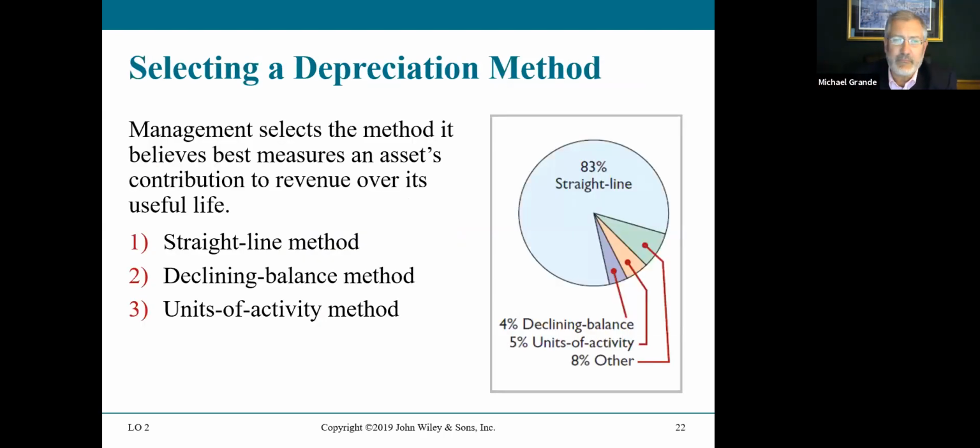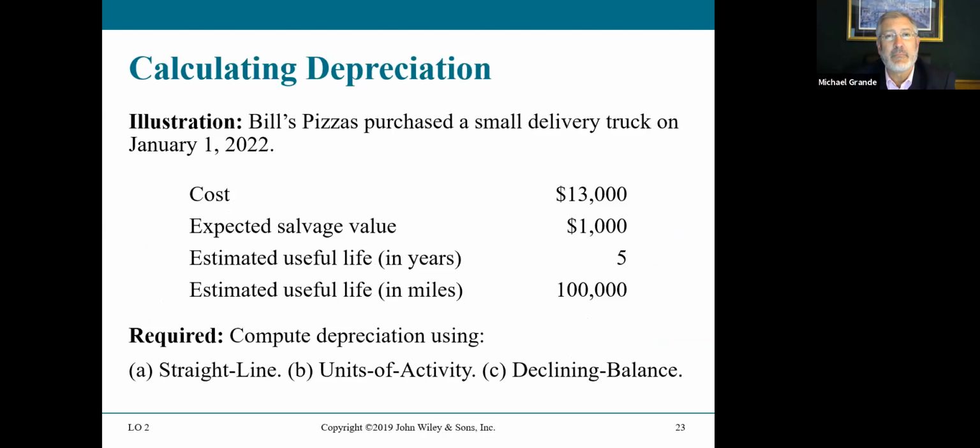Selecting a method. So we're going to see 3 methods here, and we're going to realize that one of them is the predominant method. Management selects the method it believes best measures an asset's contribution to revenue over its useful life. We're going to look at 3 methods: straight line method, declining balance method, and units of activity method. And you can clearly see from the pie chart there, depreciation expense is most usually calculated using the straight line method. It's the easiest to apply, but it's also the most popular.